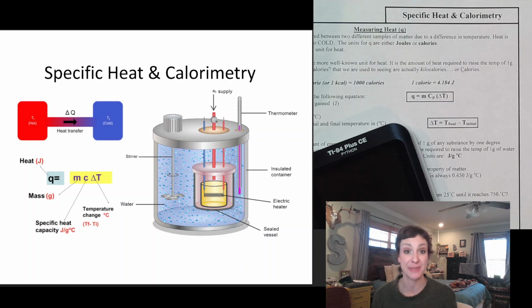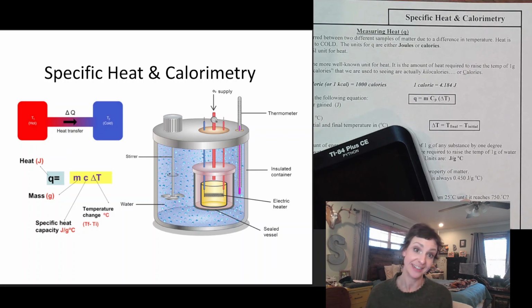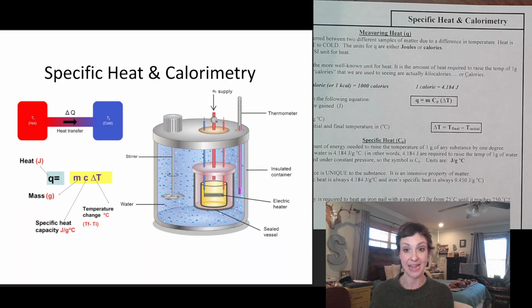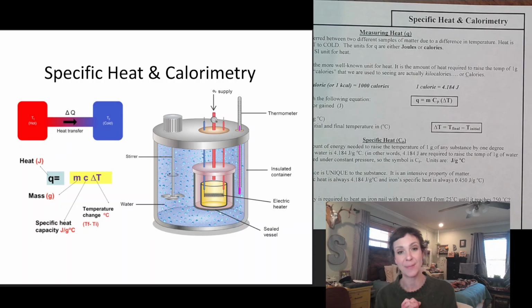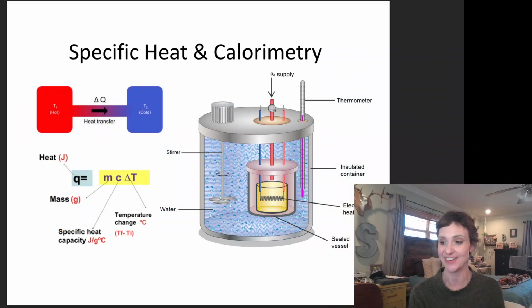Today's lesson is on specific heat and calorimetry. In addition to your notes handout, you'll need your calculator today because we'll be doing some math problems, not tricky math problems, only one equation that we'll be using for our math problems today, but we will need a calculator for it. So let's get started.